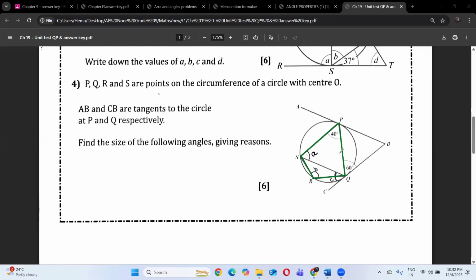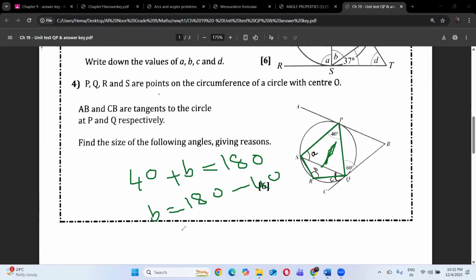What is the rule? Opposite angles add up to 180. What are the opposite angles? 40 and B, which add up to 180. So B is equal to 180 minus 40, which will be 140 degrees. Opposite angles in a cyclic quadrilateral add up to 180. Now next we have to find A and C. Now B you got 140 right here.